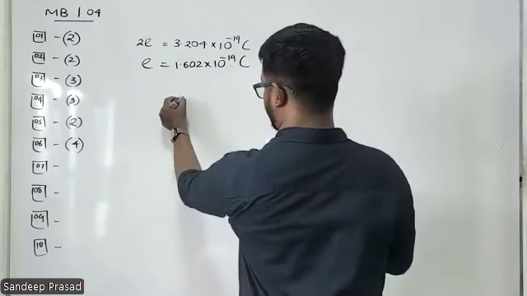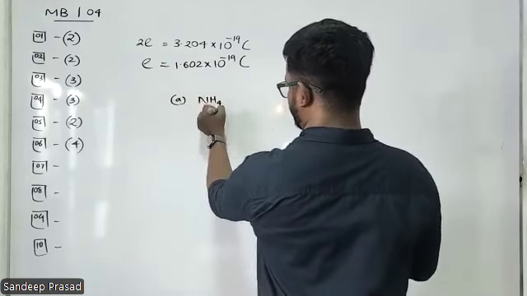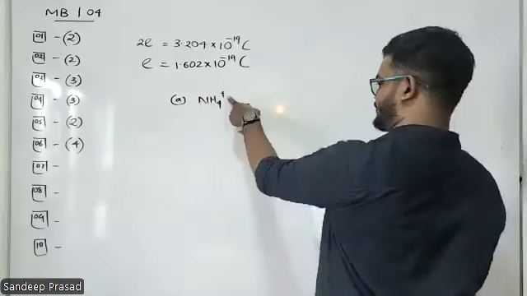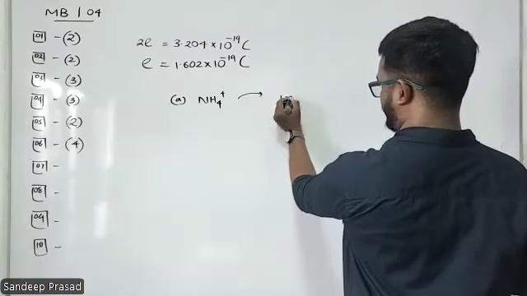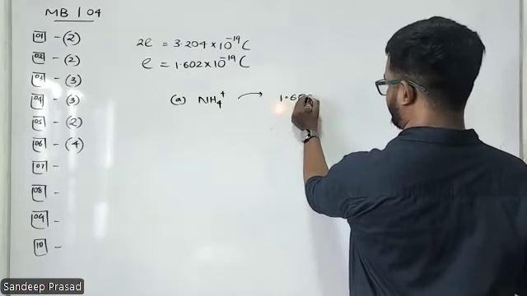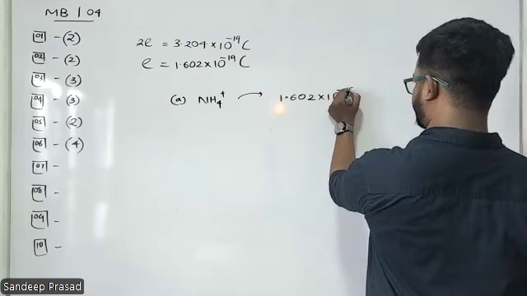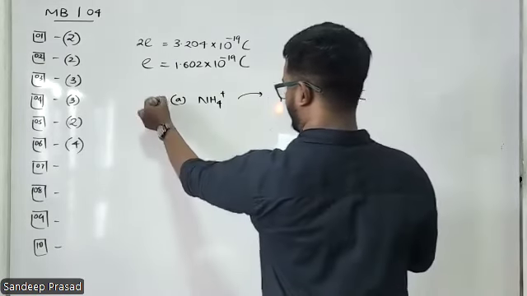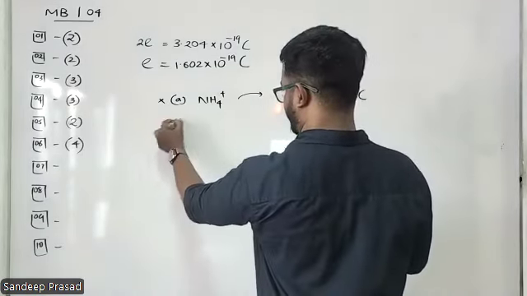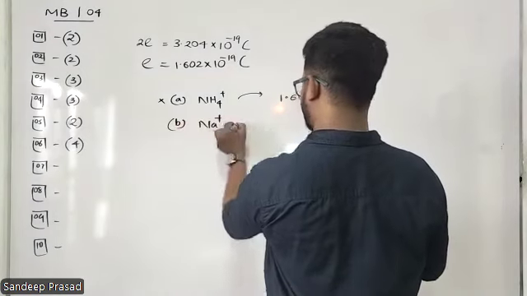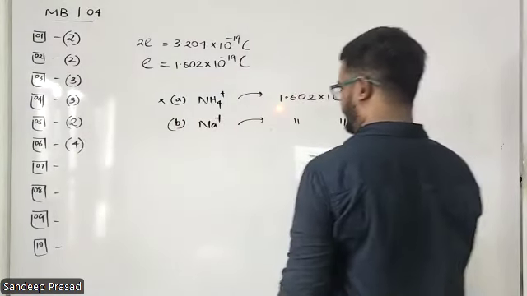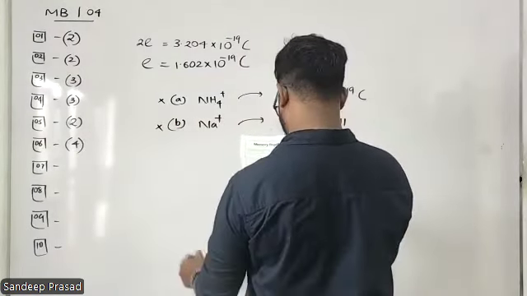Number 1, ammonium NH4 plus. NH4 plus means there is a positive charge. Therefore I can say that one proton is in excess, 1.602 × 10^-19 coulomb. That is the charge, so we can't consider that. Sodium plus is also the same as that. Only one proton, can't take.